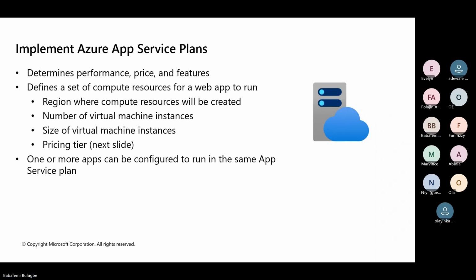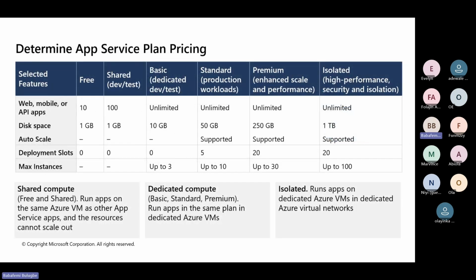So the size of your virtual machine also, and that's why we were talking about maybe you want to scale up, you might select the small size, the medium size, depending on what you really need. Then we'll talk about the pricing tier, which is actually going to be on the next tier. Okay, so this is just talking about the app service plan.